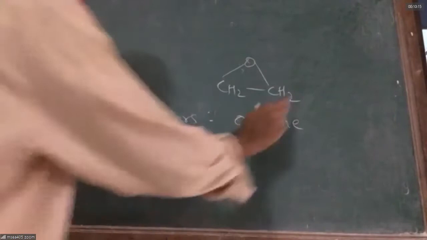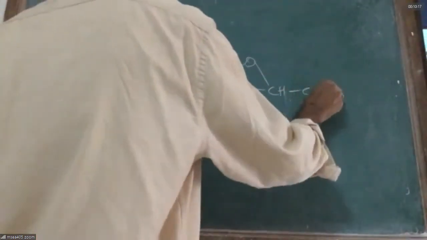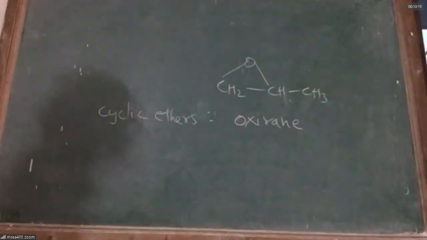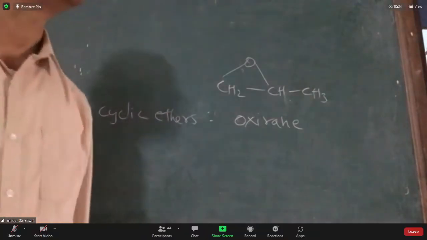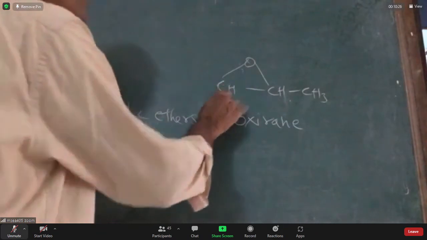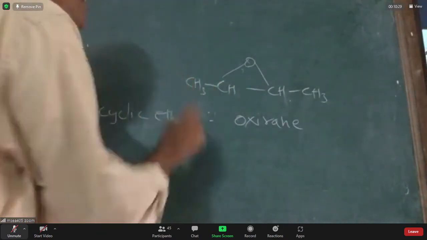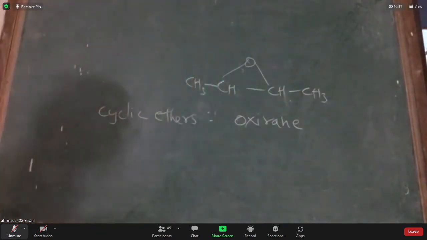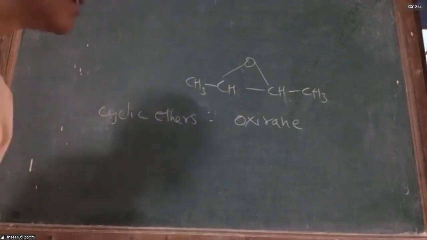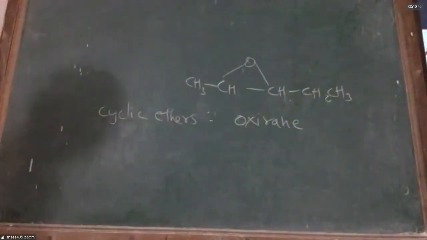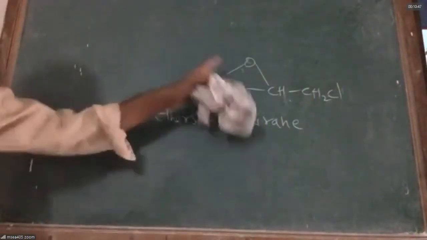If I put here a methyl, then it is called what? It is called methyl oxirane. If I put another methyl group here, I say it is 1,2-dimethyl oxirane. Any problem? If I write here an ethyl group, it is ethyl methyl oxirane. If I put here CH2Cl, it is chloromethyl methyl oxirane.